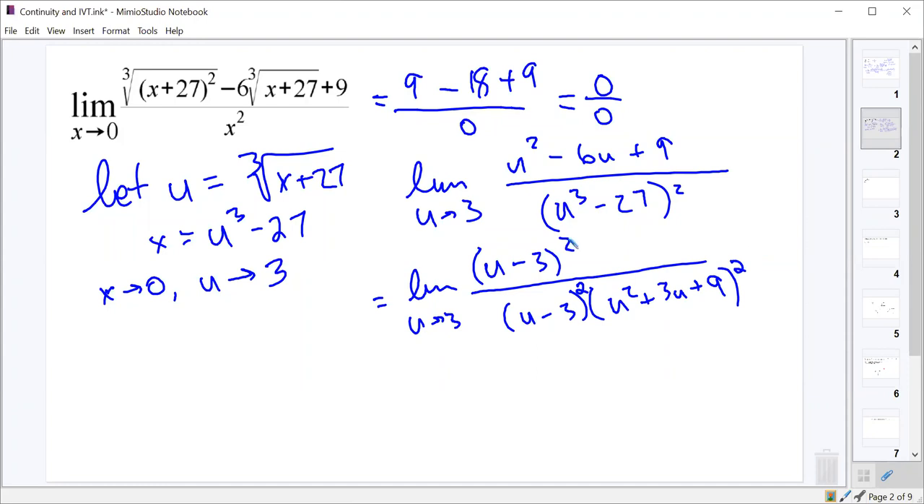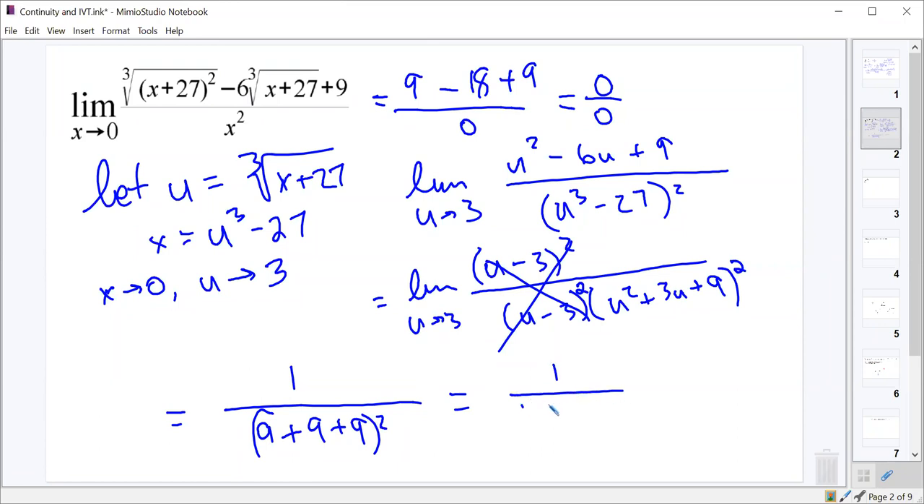Yep. Okay, the u minus 3 squareds cancel. And now we can just plug in our 3 value, which gives us 9 plus 9 plus 9 down there in the denominator, squared. 27 squared is what? That's right, 729. Any issues with that?